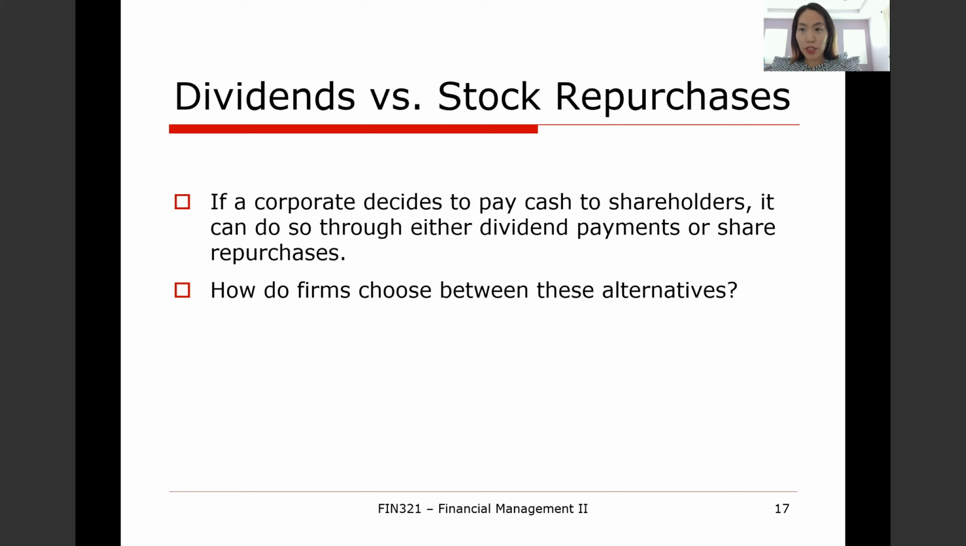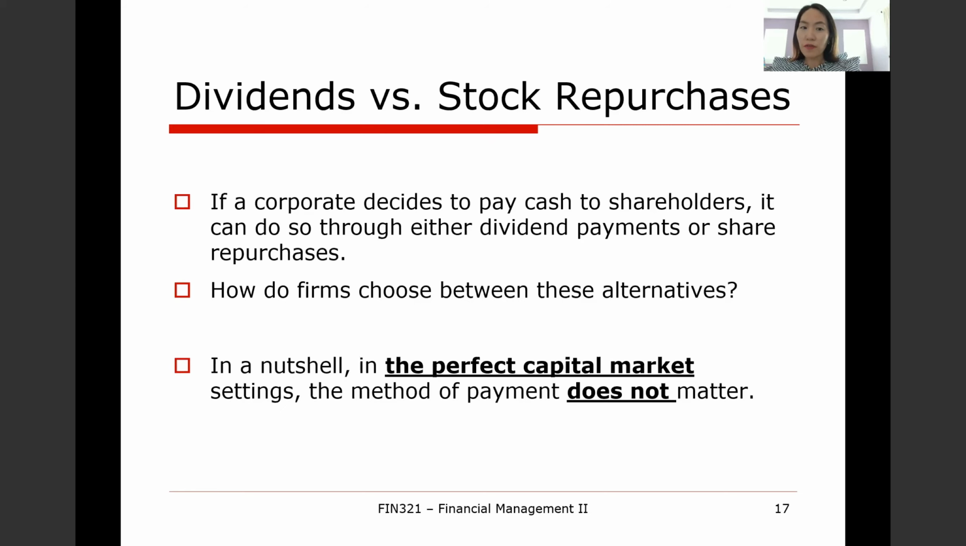So what is your prediction? If the world is perfect, do you think the payout policy will affect the firm value? Yes, as you expected. In a nutshell, if the world is perfect, then the method of payment does not matter. In other words, whether it be dividends or stock repurchases, it will not affect the firm value, and therefore it is not going to affect investor preferences.